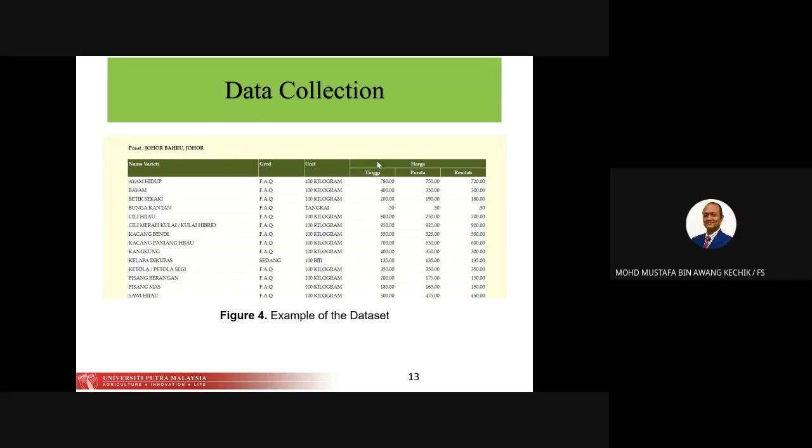For instance, for today, they will give you one price. Tomorrow, they will give you another price. So that's what we want to see. We want to see, for example, for the chicken, how the trend of the price behaves, so that the next time we can predict the chicken price.